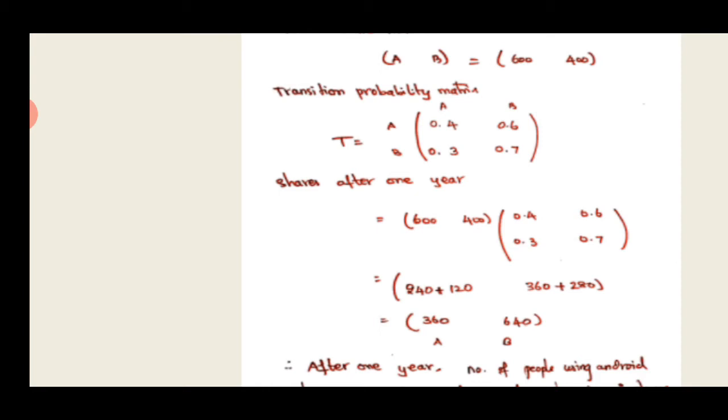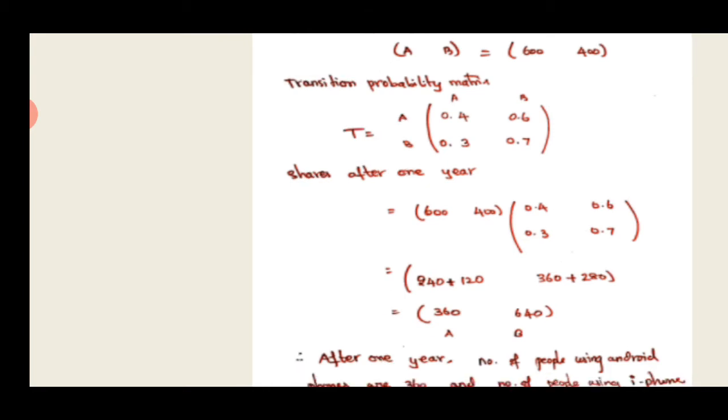That means those who were using Android have switched over to iPhone. And here, second row and first column, you have 0.3. Second row means the iPhone row, and first column means Android. That means those who were using iPhone have switched over to Android phones, so that is 30 percent. And what about the next place, B row B column, 0.7. Those who are using iPhone and remain with iPhone is 0.7, that means 70 percent of people are again using the iPhone.